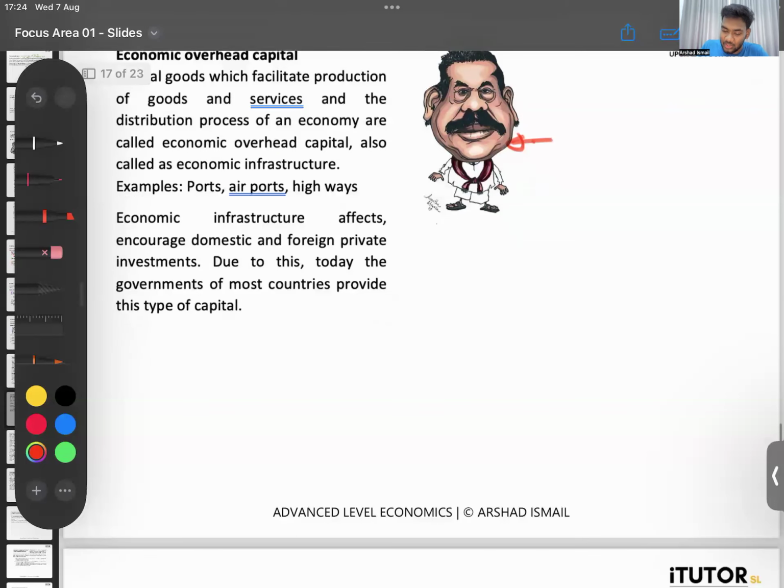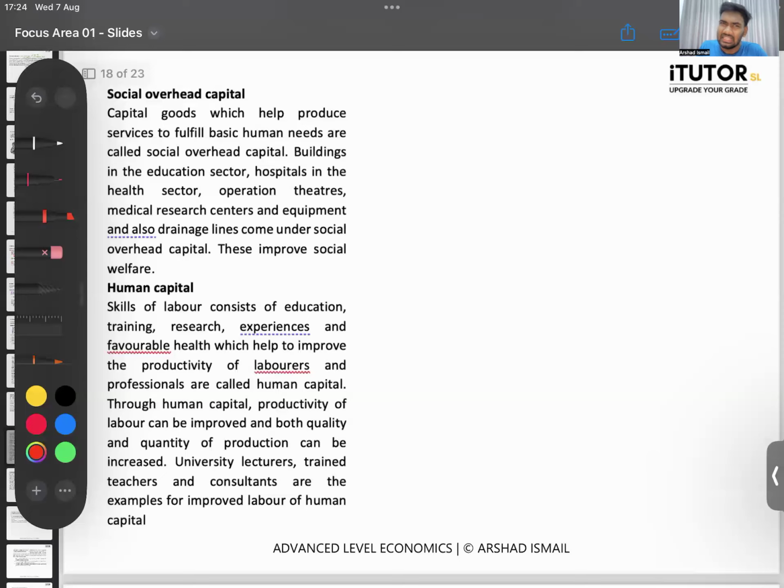Then what is social overhead capital? These are the capital goods that are there to provide basic human needs. For example, the basic human need of education: school, library, those are also man-made capital. Maybe the basic need is healthcare: operation theater, medical center, hospital. All of those you put under what? Social overhead capital, the capital goods which help to produce a service to fulfill basic human needs. Then what is human capital?